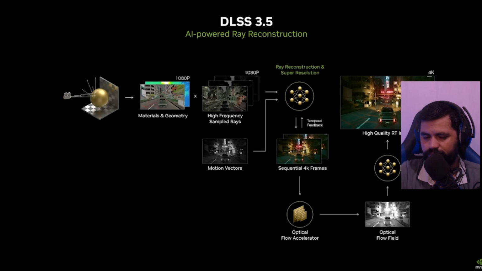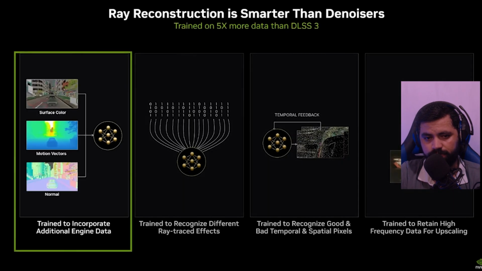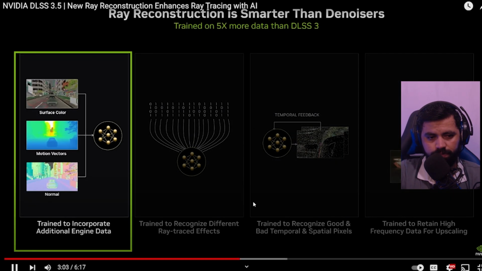From the game engine, and a new AI model that does both super resolution and ray reconstruction at the same time. DLSS 3.5 is trained on 5 times more data than DLSS 3. So we can see here that they added additional engine data. So they are taking more.